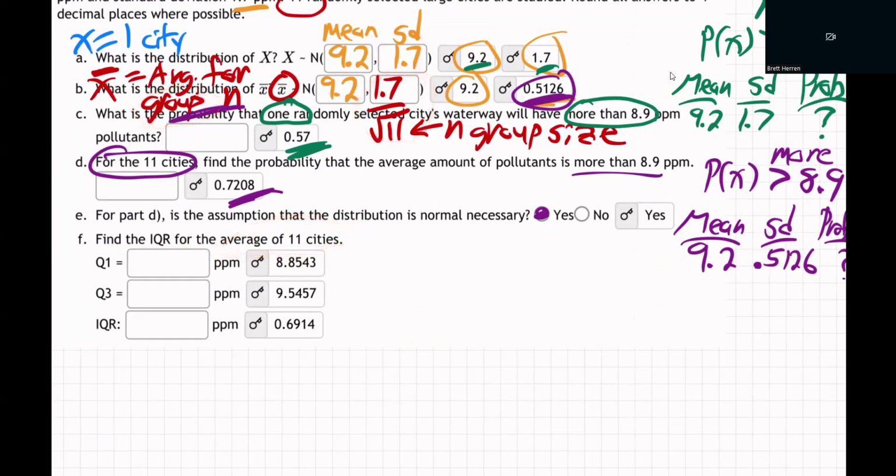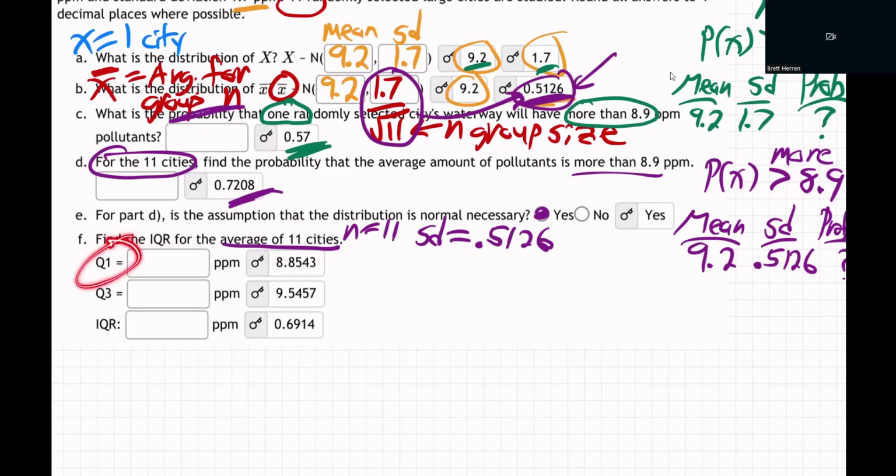All right, well, it says right here, we're talking about the average of 11 cities. So n is 11. So the standard deviation will be the 0.5126 that we found right there for the group when we took 1.7 and divided by the square root of 11. And we get that 0.5126. All right, so there's our standard deviation. So anyway, we're supposed to find Q1 and then Q3.